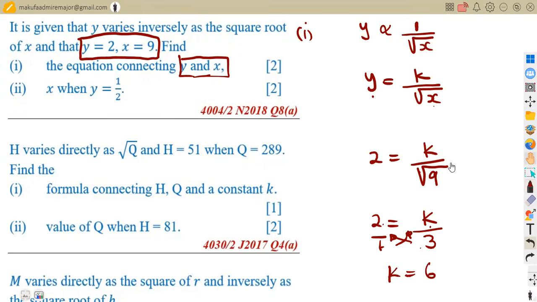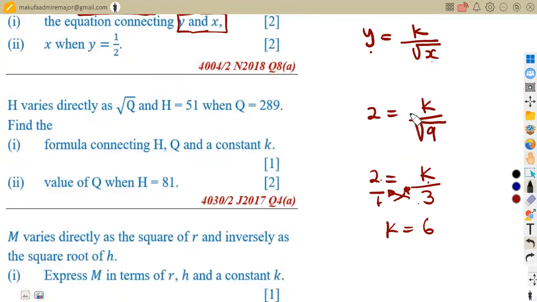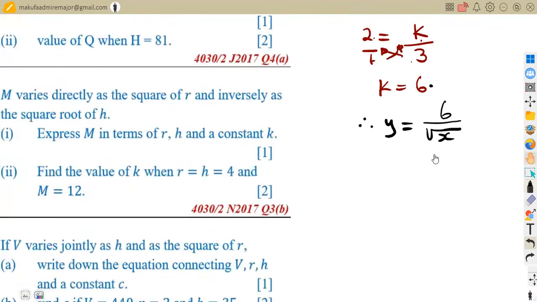So having the value of k now, we are going to substitute back into this part where there's a k. So we are going to have, therefore, y is equal to, k being 6, 6 over the square root of x. So we now have the equation which connects y and x. Then item 2, find x now when y is equal to a half. So it's just a substitution, y is equal to a half.